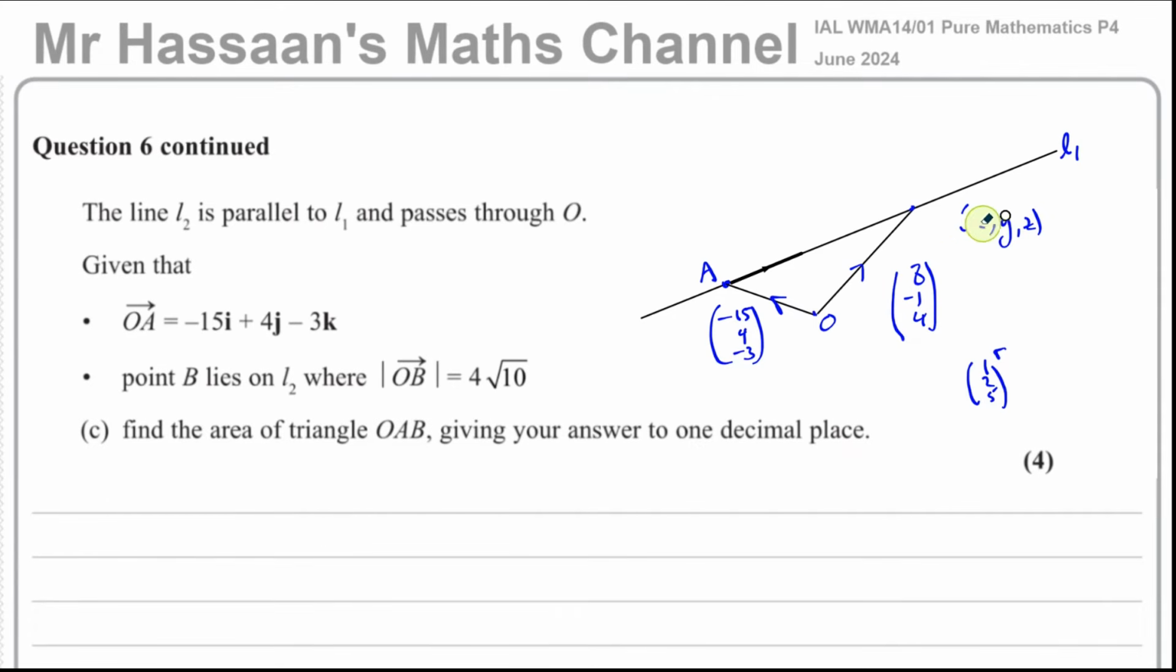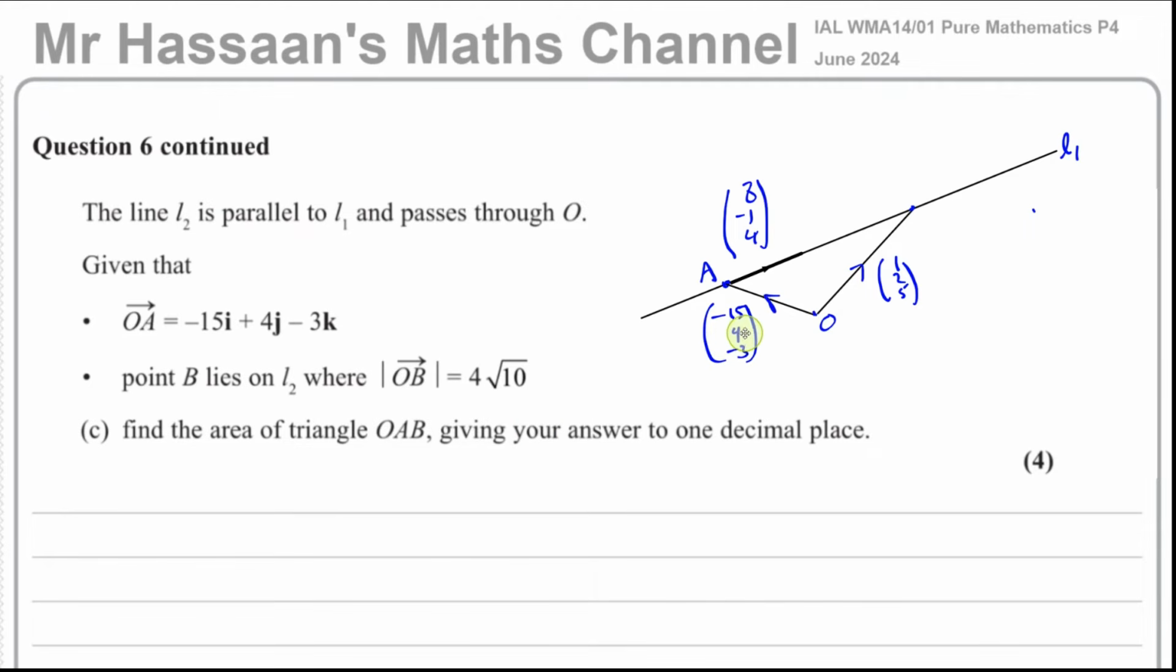Now, this is actually the direction vector, and this is the position vector of the point that they gave us on the line. Now it says point B lies on line 2, right? And line 2 is parallel to line 1, and it passes through the origin.